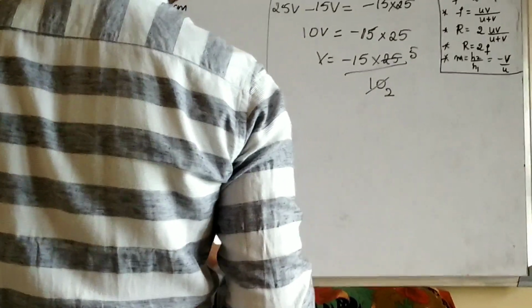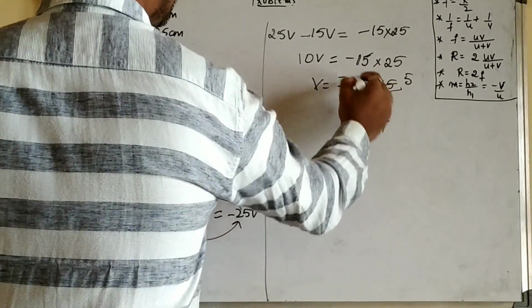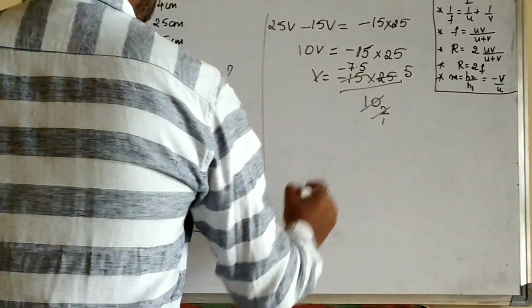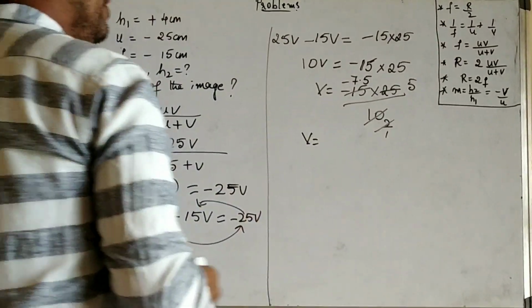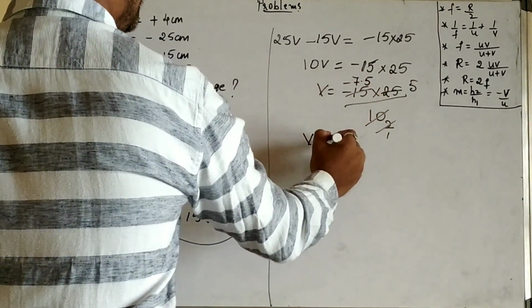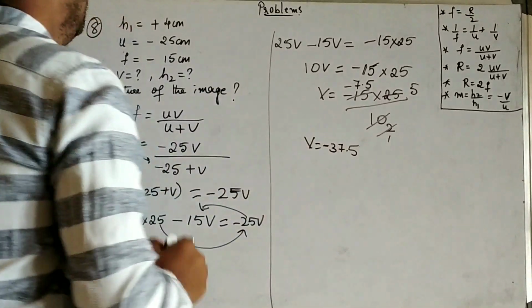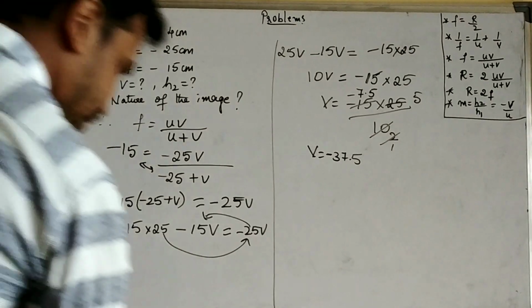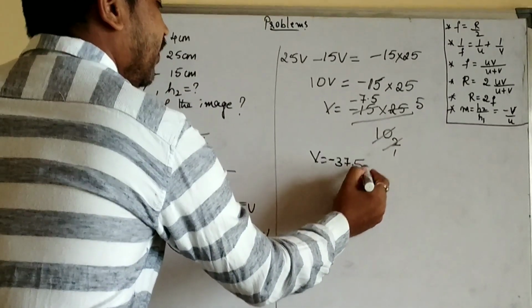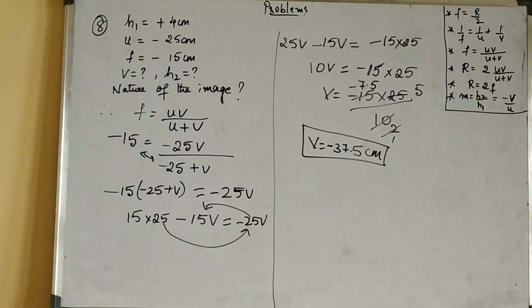Now, 2 fives are 10, so 5s cancel. Then what you will get? Minus 7.5 into 5. So v is equal to minus 7.5 into 5. 5 times 5 is 25, carry 2, 7 fives are 35 plus 2 is 37. So you will get minus 37.5. So minus 37.5 is the image distance, the position of the image.